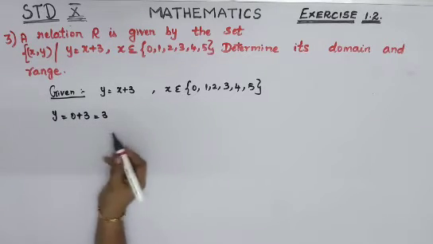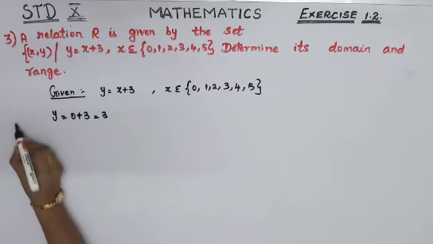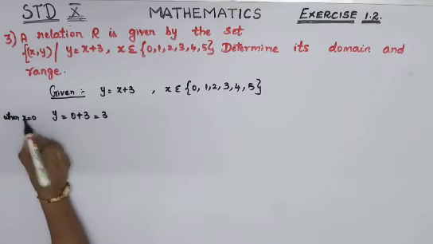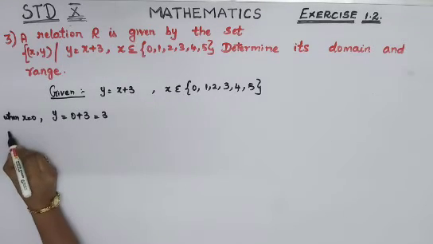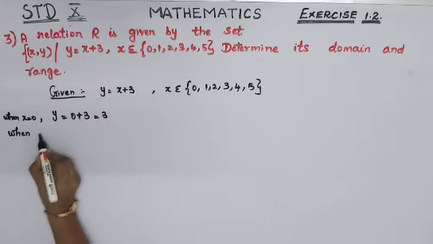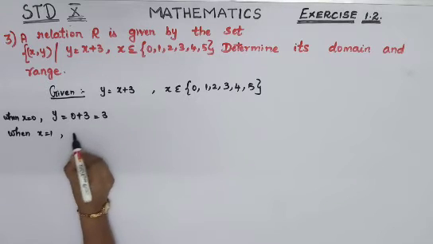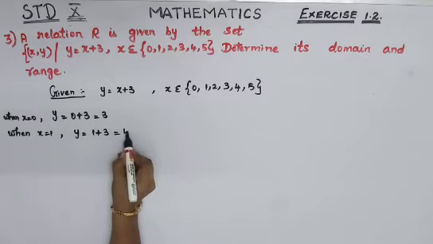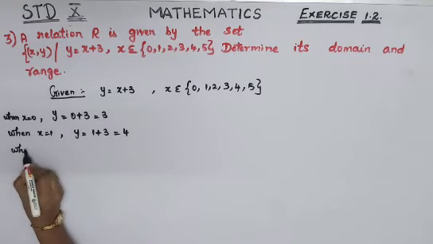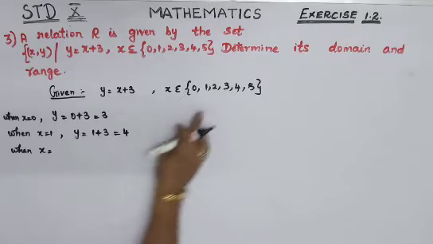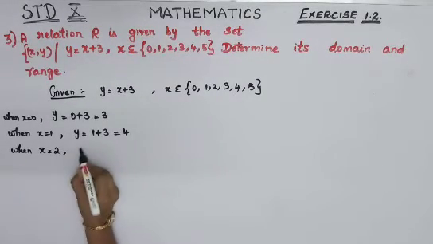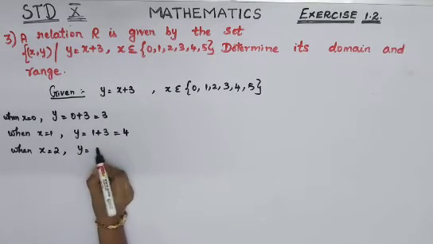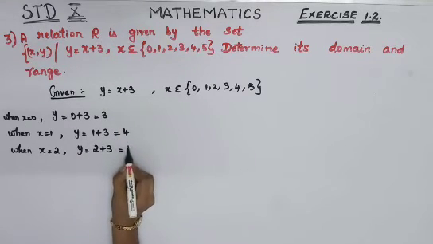Then the second value, when x is equal to 1, y will become 1 plus 3, which is equal to 4. Then the next value, when x is equal to 2, y is equal to, substitute 2 in the place of x, so 2 plus 3, which is equal to 5.